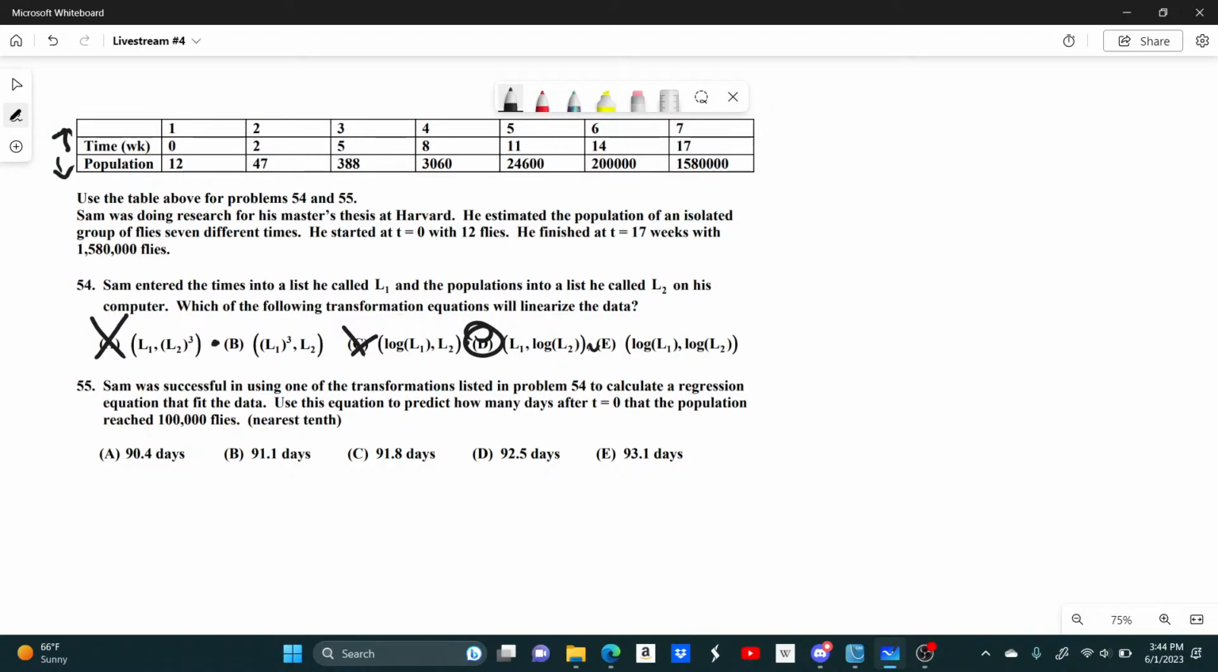All right, it says Sam was successful in using one of these transformations listed in 54 to calculate a regression equation that fits the data. Use this equation to predict how many days after time equals 0 that the population reached 100,000 flies. So we're basically saying, how many days after t equals 0 that the population reaches 100,000? Okay.